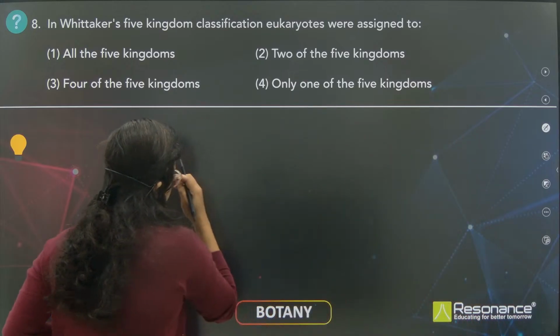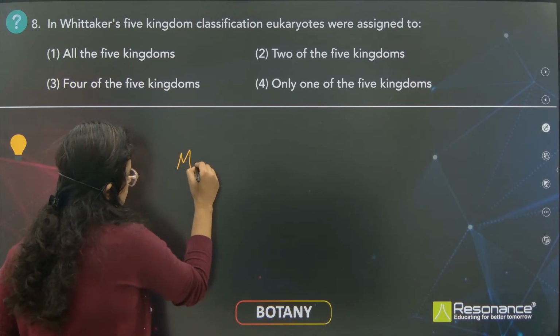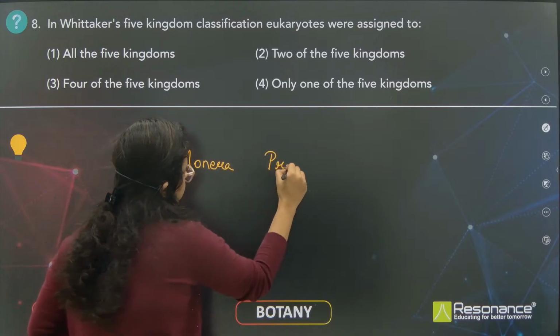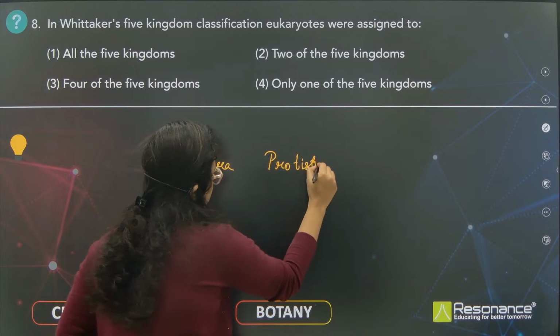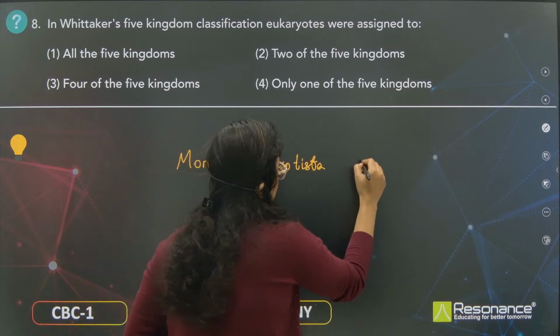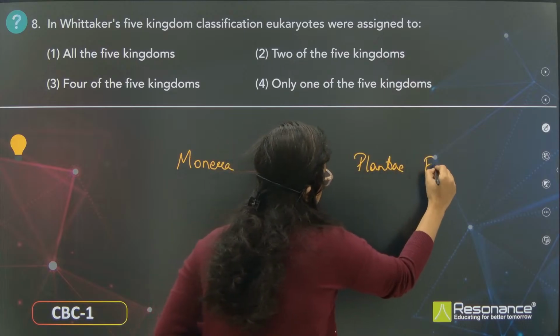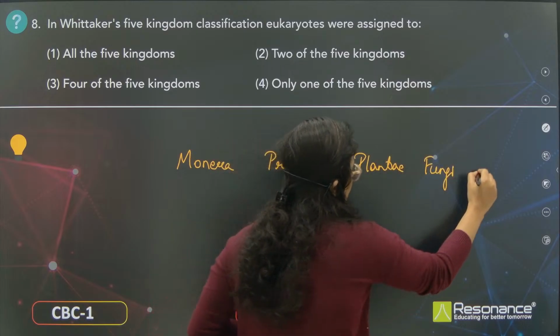If you see, there were 5 kingdoms. Let us write the kingdom names: Monera, Protista, Plantae, Fungi, Animalia.